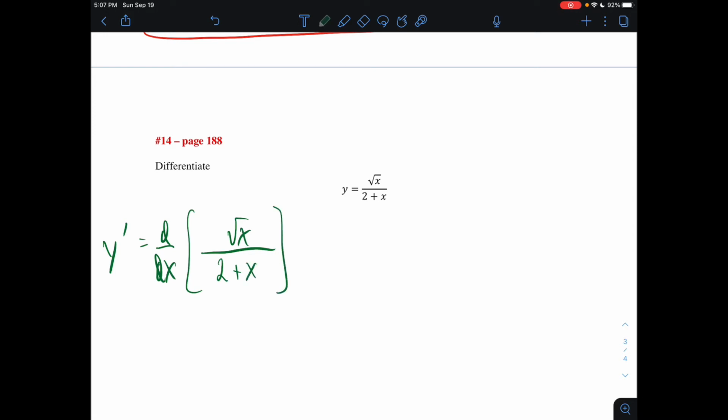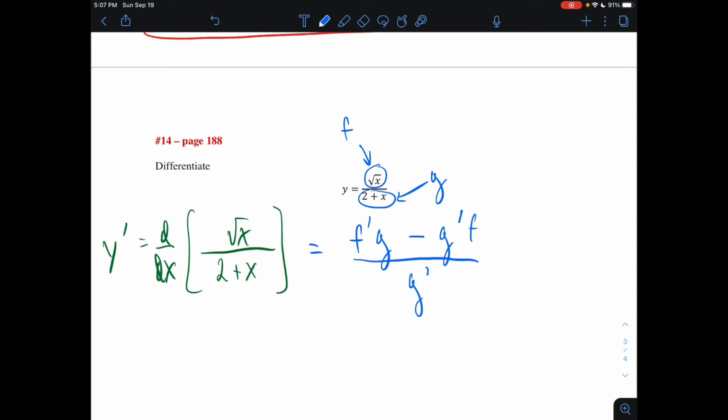So now, again, it might be helpful if we just name the numerator f and the denominator g, so that, again, we can remind ourselves that this will just be the derivative of the top, so f prime g, and then minus g prime f, and then all of this divided by g squared.